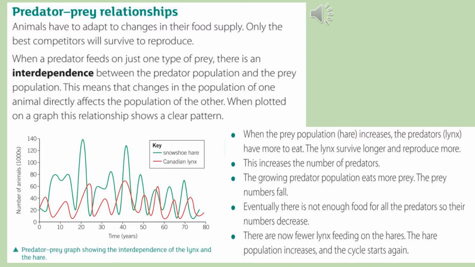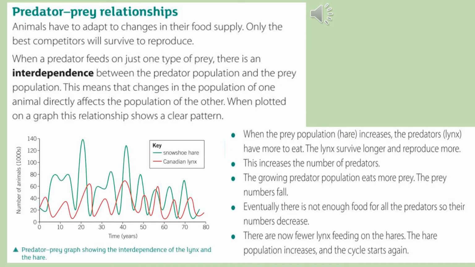So animals have what we call a predator-prey relationship. They have to adapt to changes in their food supply, and they have to compete so they can survive and reproduce. When a predator feeds on just one type of prey, there's what we call an interdependence, that key word that I was talking about. The predator and prey populations change, directly affecting each other.